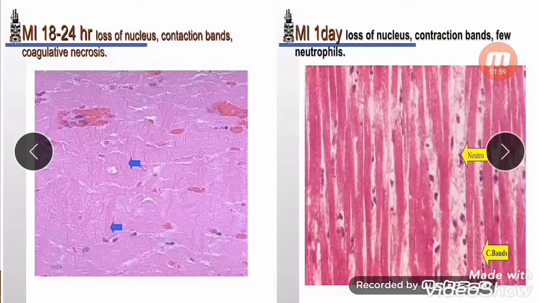The left slide here will show the MI after 18 to 24 hours. We will see loss of nuclei, contraction bands, and coagulative necrosis. The right slide will show the MI after 1 day. We will see loss of nuclei, contraction bands, and a few neutrophils.